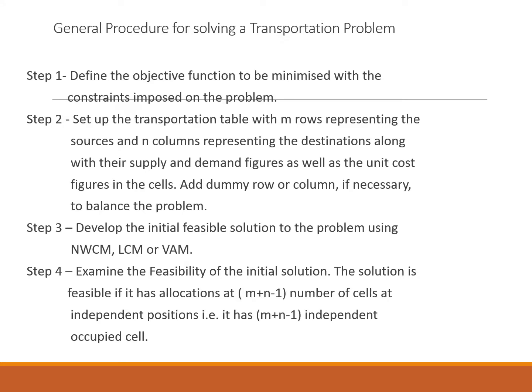Step 3. Develop the initial feasible solution to the problem using the northwest corner method, least cost method, or VAM. Step 4. Examine the feasibility of the initial solution. The solution is feasible if it has allocations in m plus n minus 1 cells at independent positions, that is, it has m plus n minus 1 independent occupied cells.